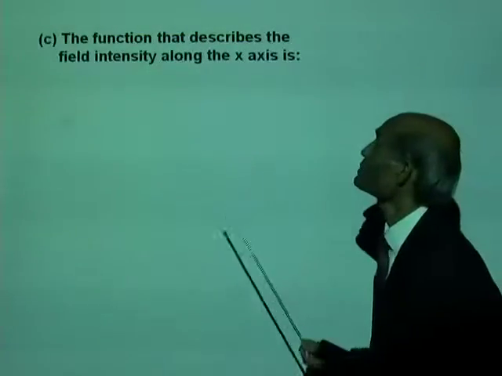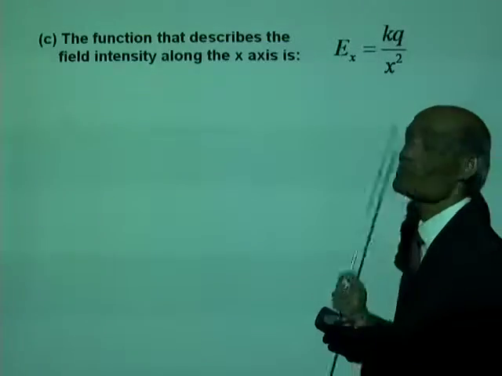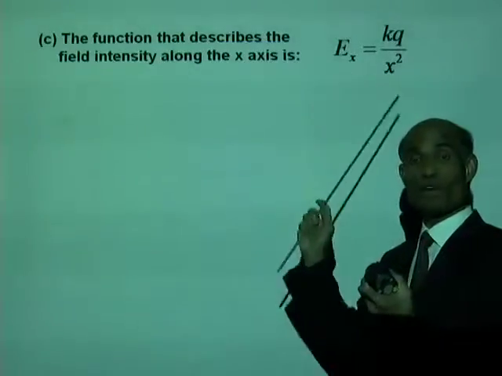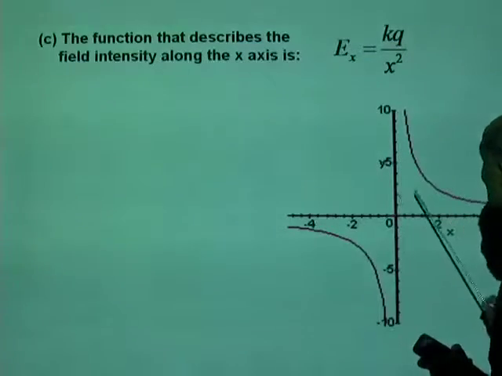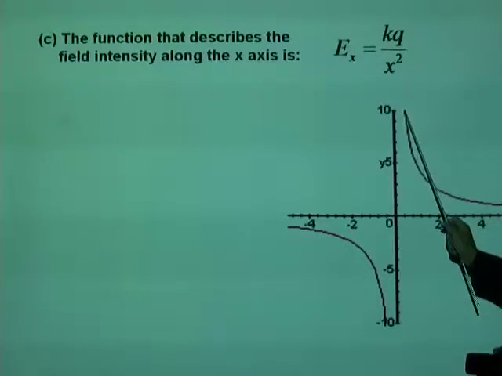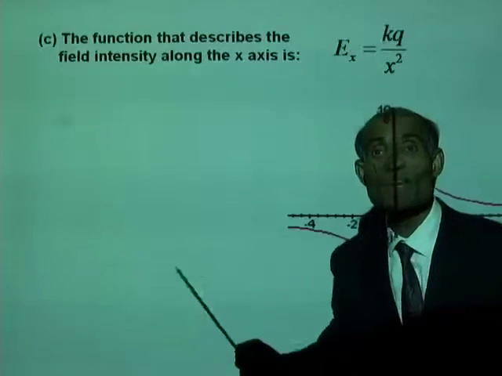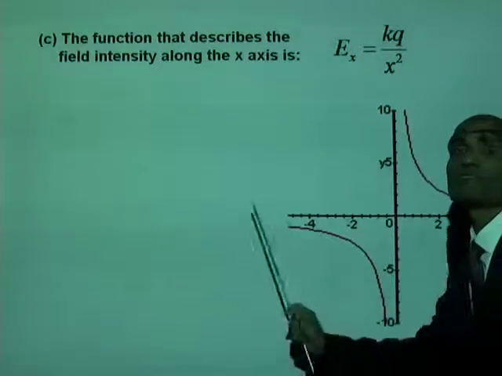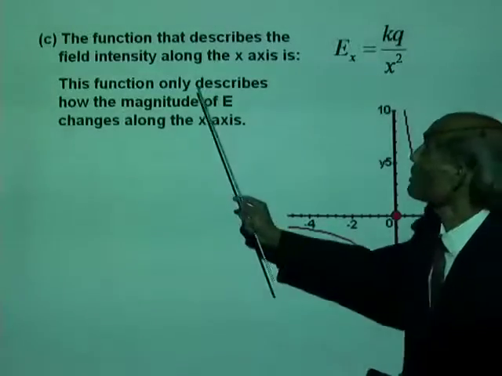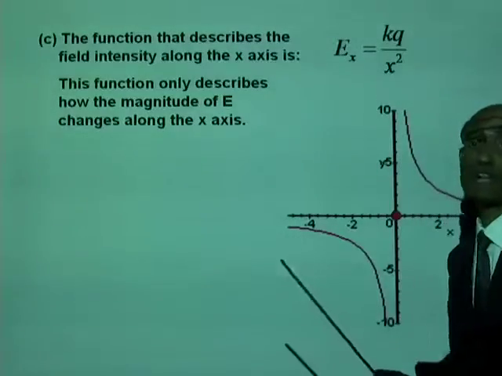The function that describes the field density is Ex equal to kq over x squared. That is the expression, and if you draw a graph of that, look at that here, I used Maple to produce the graph of this function. And this represents how the x component of the field intensity changes with the values of x.